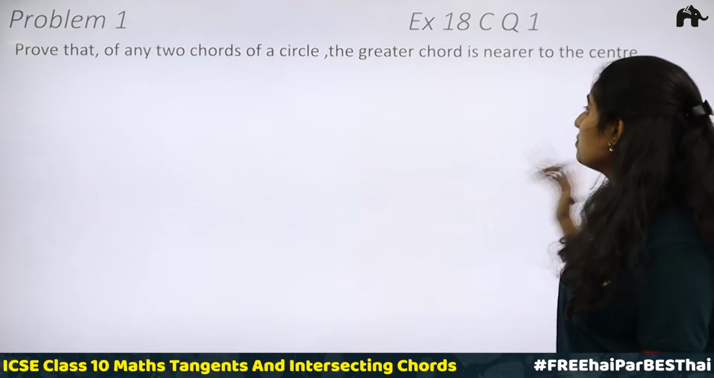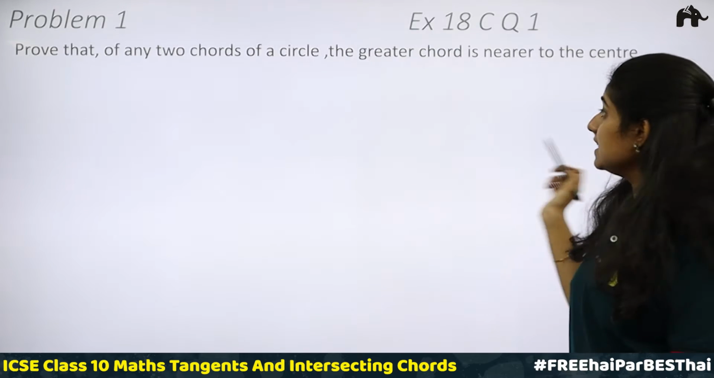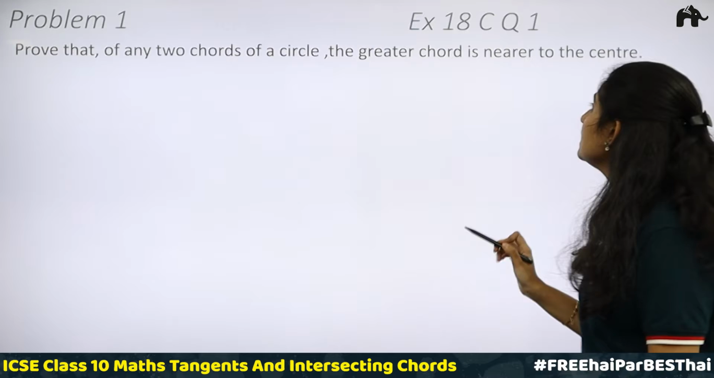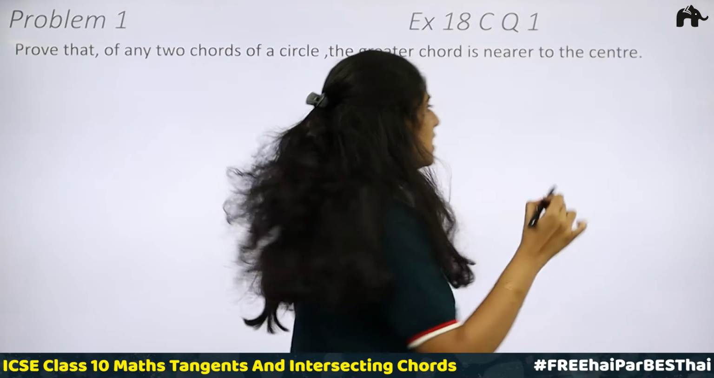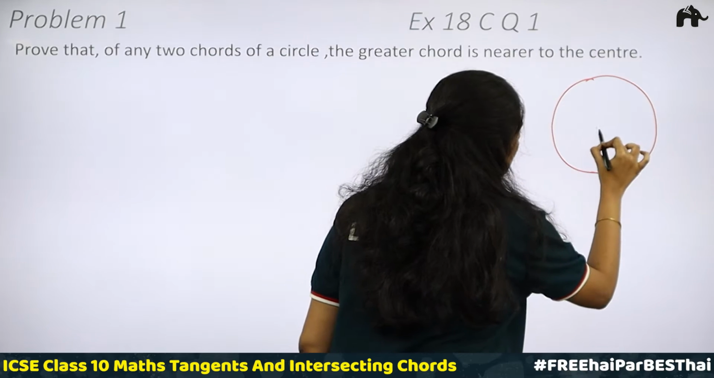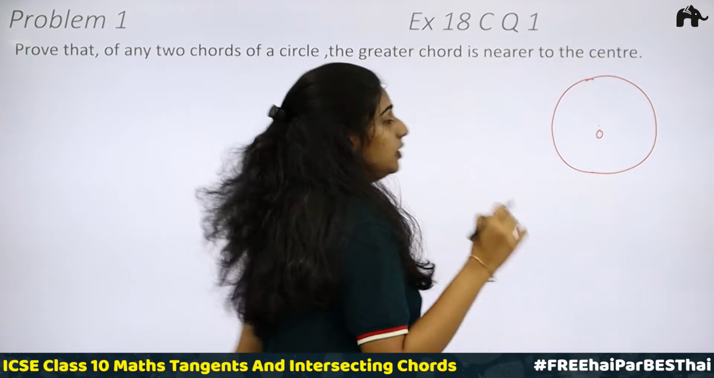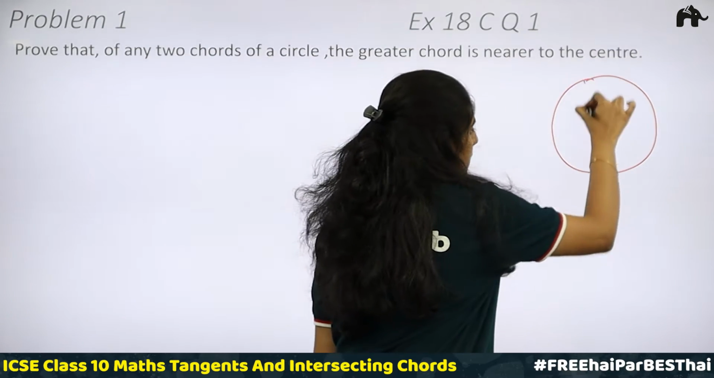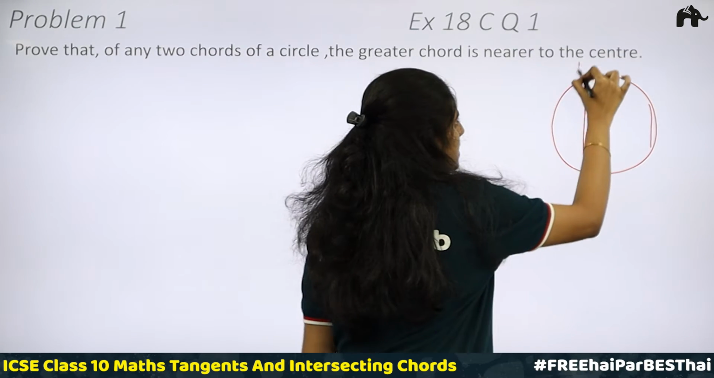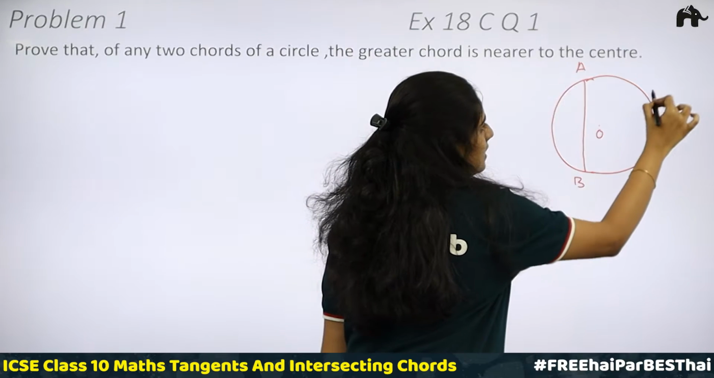Here we have the first problem, question 1 of exercise 18C. Prove that of any two chords of a circle, the greater chord is nearer to the center. Let us consider a circle with center O. Now, I am taking two chords. This is my bigger chord and this is my smaller chord. I'll name this as AB and this as CD.